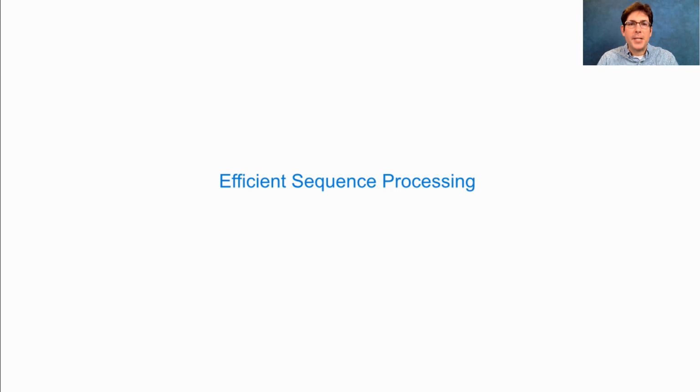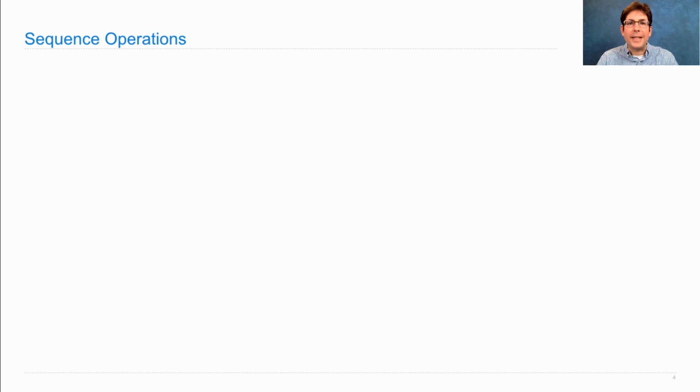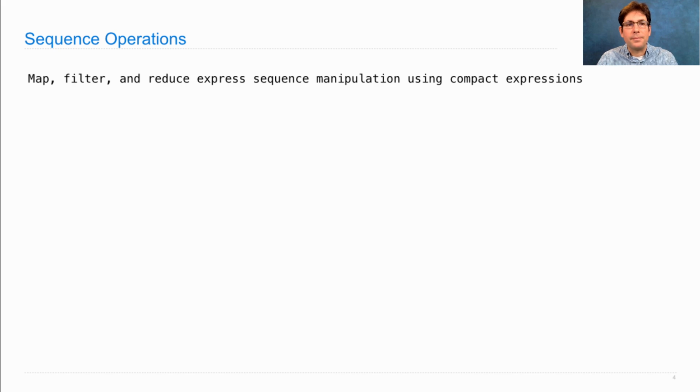Many Python sequence manipulation built-in functions take and return iterable objects. I'm talking about map, and filter, and sum, and reduce, and all, and any. Let's take a look at an example of how convenient these sequence operations can be.